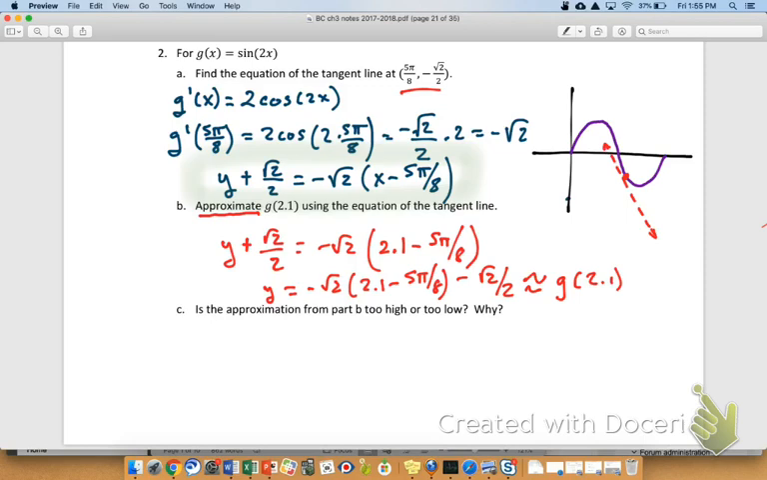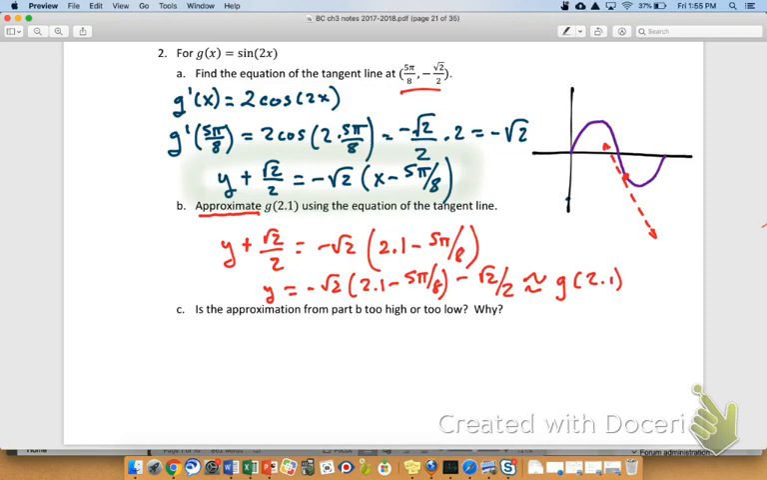And if you want to get a decimal, you certainly could, but this would be a perfectly good answer. Okay, so in our last few minutes here, we're going to talk about the final question: is the approximation from part B too high or too low? And I think you can probably look at the graph and get an idea.